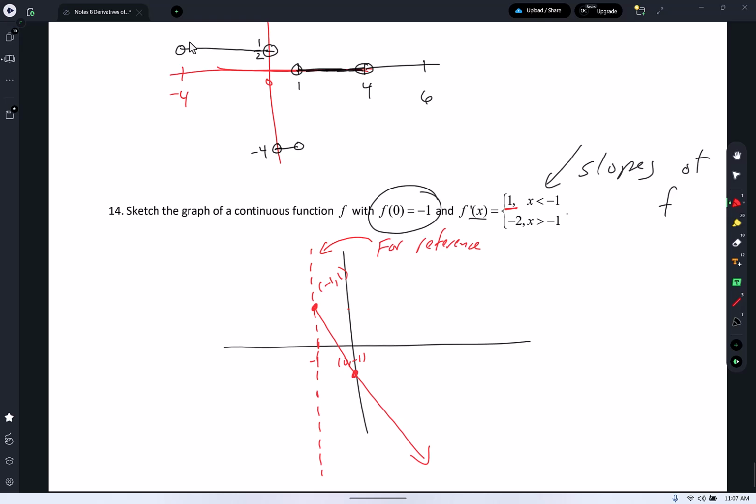Okay. To the left of that dashed line, the slope better be 1. So I'm going to go down 1, left 1 to ensure that we're going uphill, left to right. Down 1, I'm on the x-axis, left 1, point. So that should be -2. And there I am. That's how it looks.